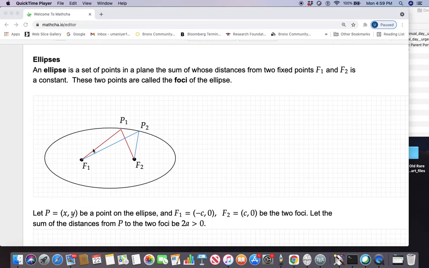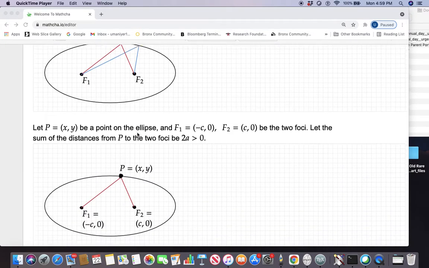What does this mean? Well, take a loose string, hold your pencil here and move the pencil. You can see the total length of the string is the same, but you get a whole bunch of points. So this curve is called an ellipse. The length of the string does not change, mind you. The sum of the two lengths here is the length of the entire string.